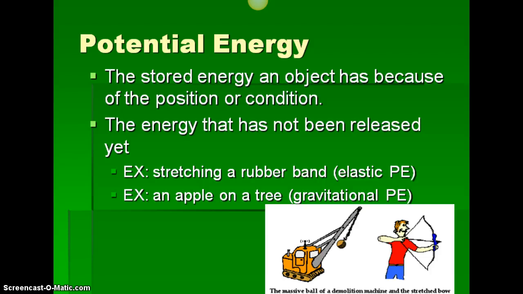Potential energy is just stored energy, and it's based on the position of the object or condition, usually the height. So the energy has not been released yet. It's all stored in that particular object. Two examples: elastic potential energy would be stretching a rubber band or loading a spring, something like that. Gravitational potential energy, which is the one we'll spend time on, would be an apple hanging on a tree or a book on top of a shelf.